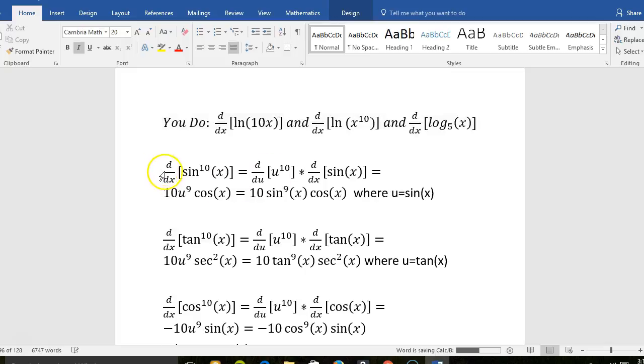Real quick, let's look at the derivative of something like this. Let's say I've got the derivative of sine 10 of x. Remember, that's just the sine of x quantity to the 10th power. This is what you think it ought to be. It's the sine of x to the 10th power.